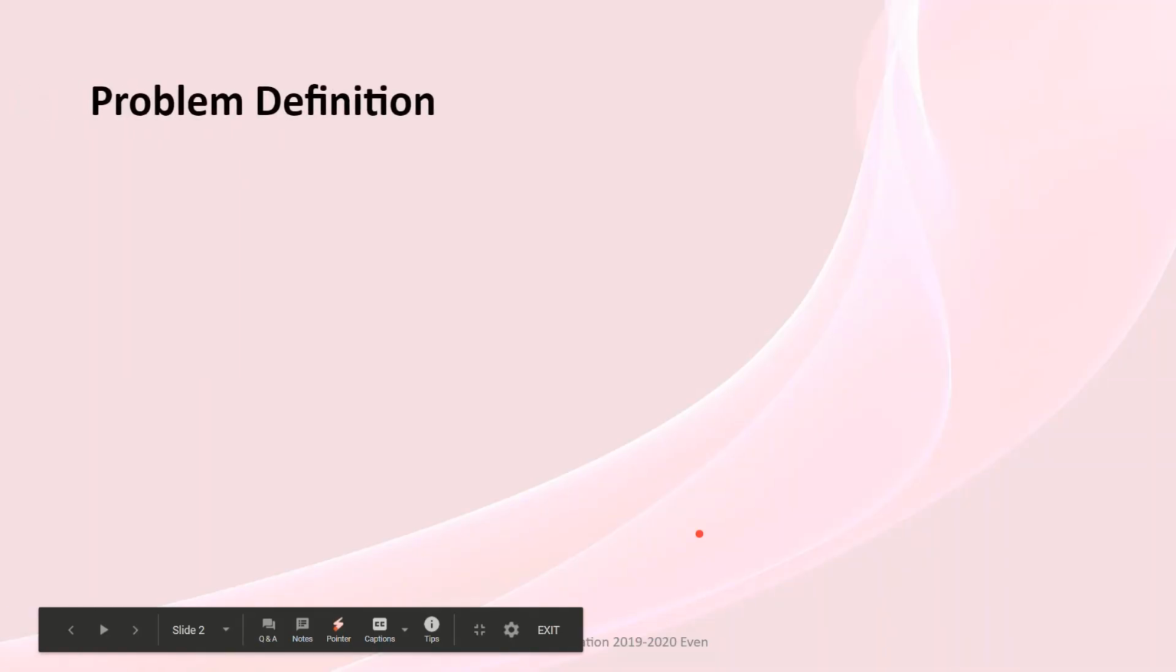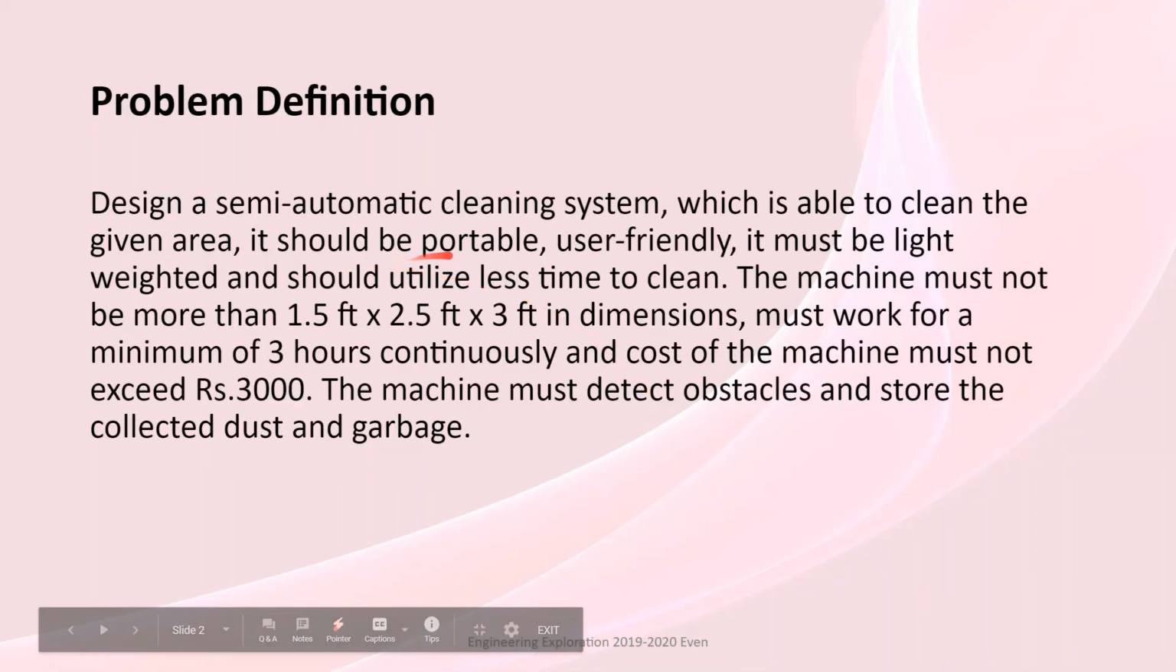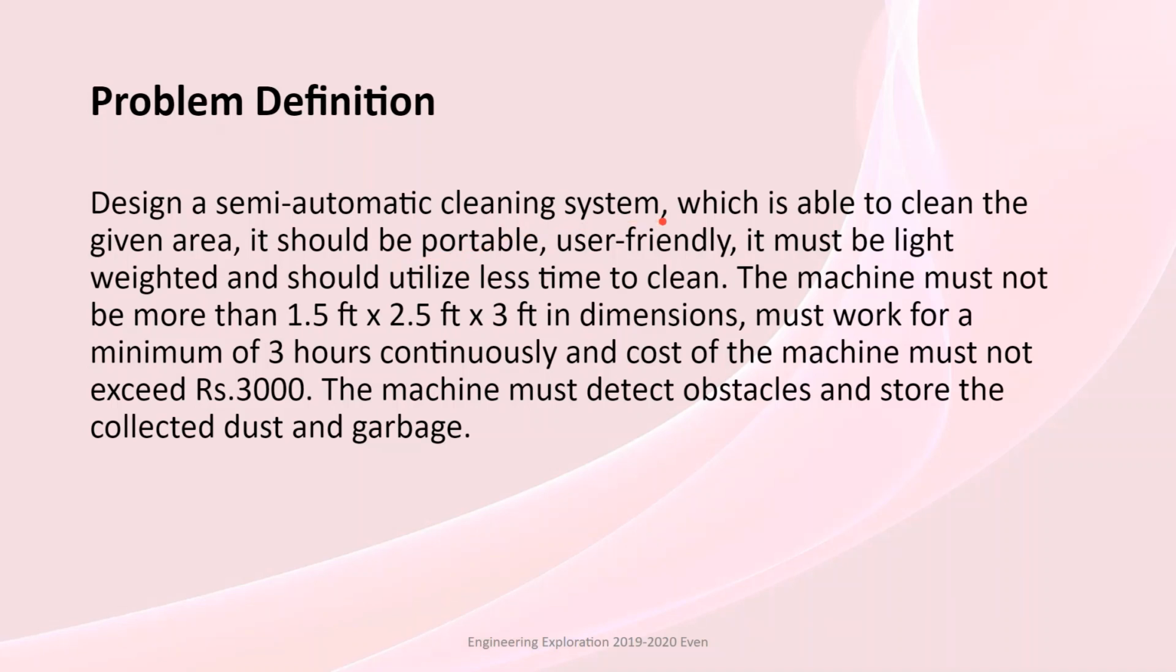What is the problem definition? We are supposed to design a semi-automatic cleaning system which is able to clean the given area. It should be portable, user-friendly, lightweight, and should take less time to clean. The machine must not be more than 1.5 feet by 2.5 feet by 3 feet in dimensions and must work for 3 hours continuously. The cost of the machine should not exceed Rs 3000. The machine must detect obstacles and store the collected dust and garbage.